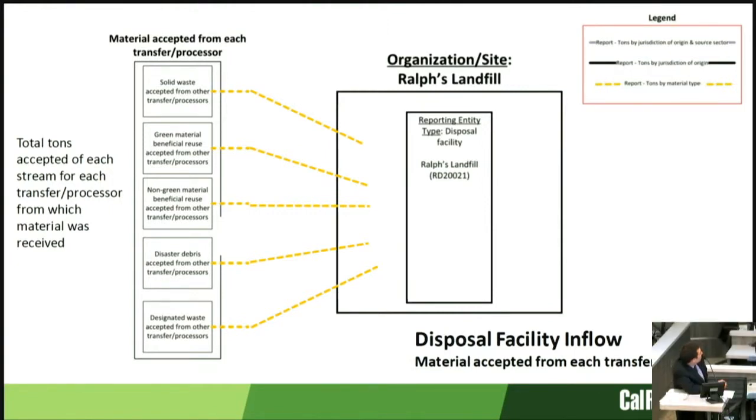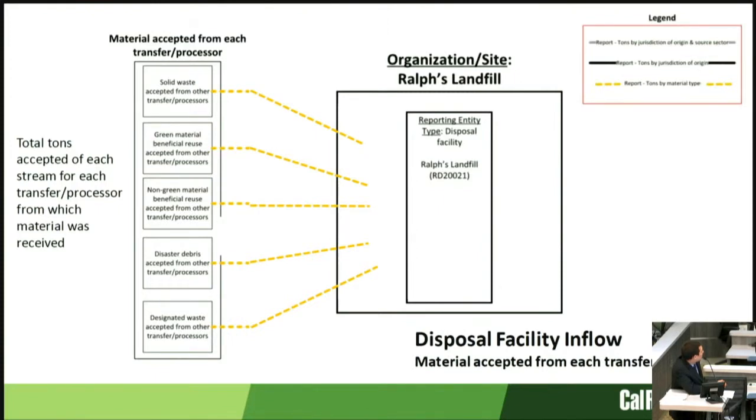So we say that these are by material type, but really the stream sort of subsumes the material type. So essentially, you just confirm the tons accepted from transfer processor A. So 500 tons accepted from transfer processor A, 400 tons accepted from transfer processor B of solid waste. That's essentially all that's required of you to report, not the jurisdiction. Green material, same thing, 400 tons from TPA, 400 tons from TPB.